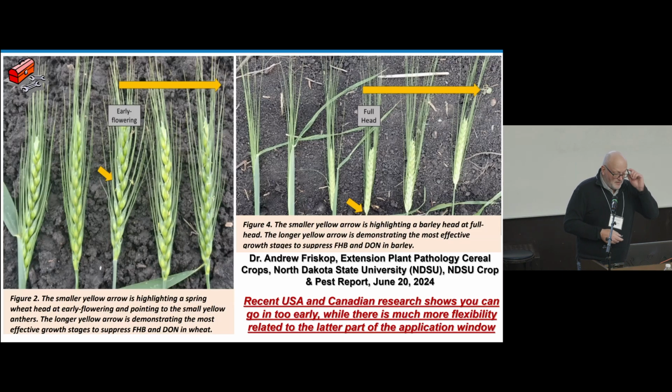So I'm going to start to wrap things up. So this is another extension piece from Andrew Friskoff. It was in their crop and pest update in late June of this year, and it shows you on the left-hand side of the screen wheat, and that middle head and the yellow arrows pointing to the start of anthesis, the yellow anthers. That big yellow line at the top shows you the window that is most effective for FHB and DON suppression in wheat. In barley, you need to wait until full head emergence, and then you've got some flexibility beyond that.